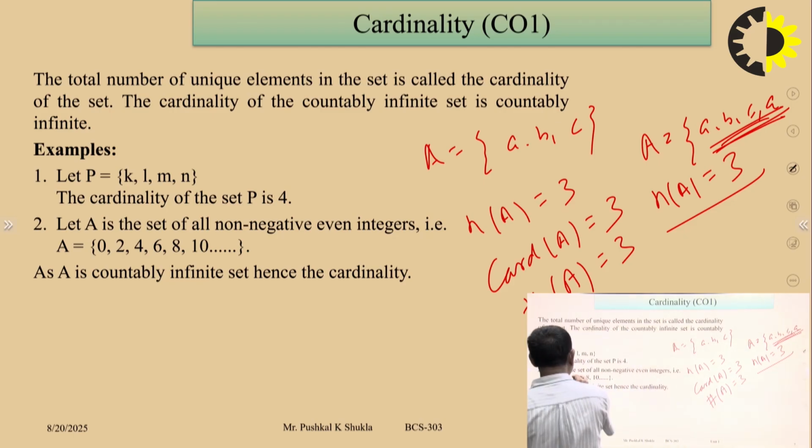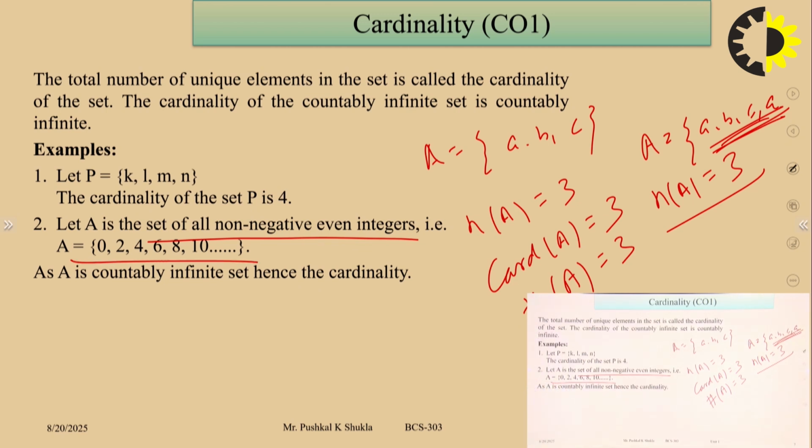The set A of all non-negative even integers. In this case the elements of the set are 0, 2, 4, 6, 8, 10 and so on. So the cardinality of this cannot be measured, we cannot count it by the natural numbers. So this is a countably infinite set, countably infinite is the cardinality.